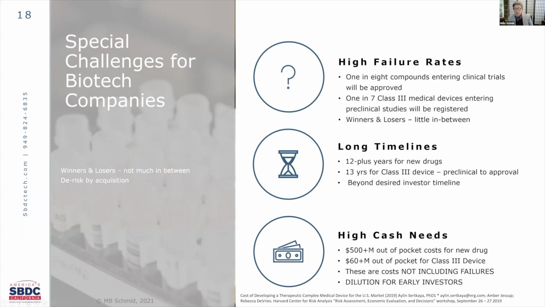There are high cash needs for most biotech companies, 500 million for a drug, 60 million for a class 3 medical device. And what that means is every early stage investor knows they're likely to be diluted because you're absolutely going to need additional capital.